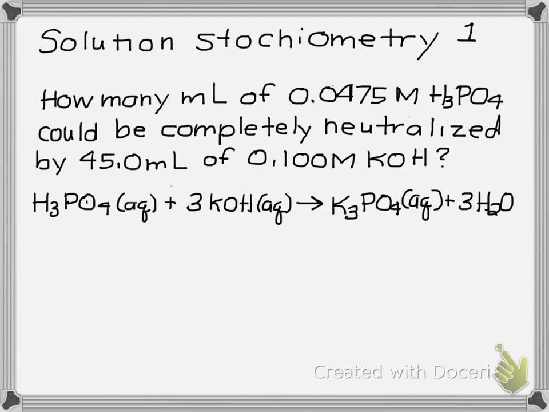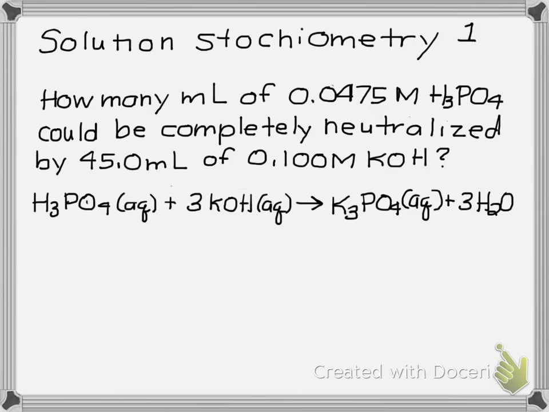So this question says how many milliliters of 0.457 molar phosphoric acid could be completely neutralized by 45 milliliters of 0.1 molar KOH. So we have an acid-base reaction here. They're giving us the amount of KOH that we have, 45 milliliters of a 0.1 molar solution, and they're asking us how many milliliters we need of this particular phosphoric acid solution. So what you need to remember is that if you're given volume, milliliters, and concentration, molarity, you can come up with the number of moles.